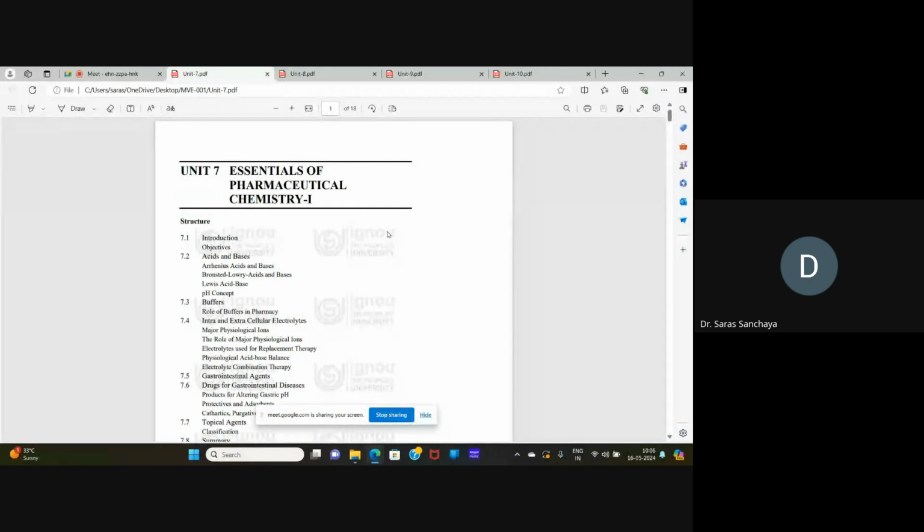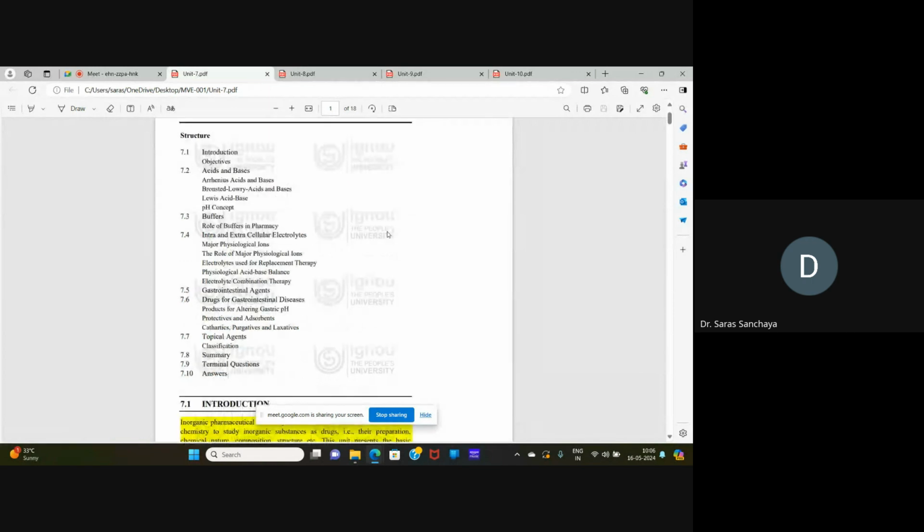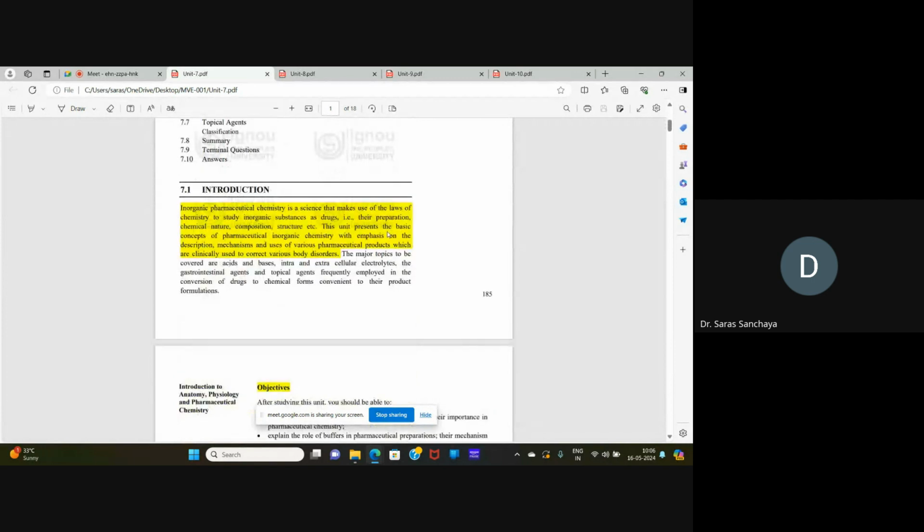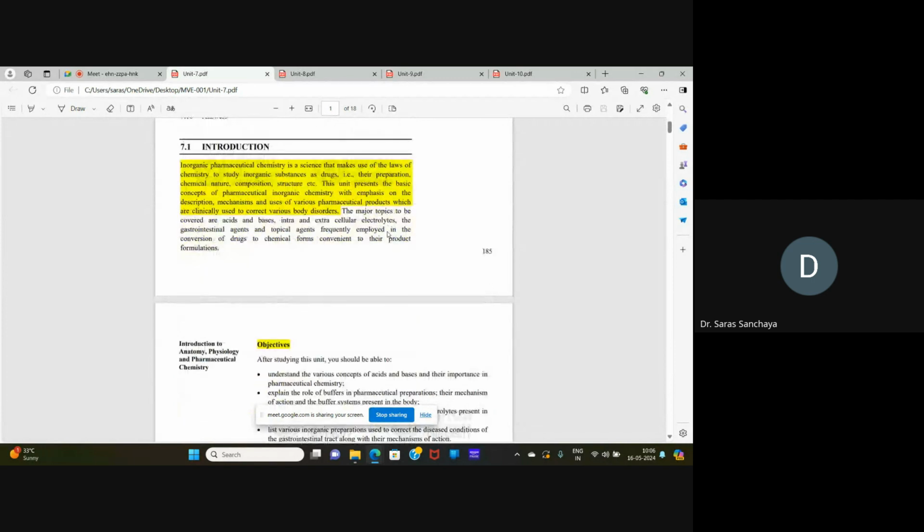So it is visible. Essentials of pharmaceutical chemistry. Is it okay? Is the module visible? Yeah, it is visible, sir. Okay, continue. I will start with the pharmaceutical chemistry.